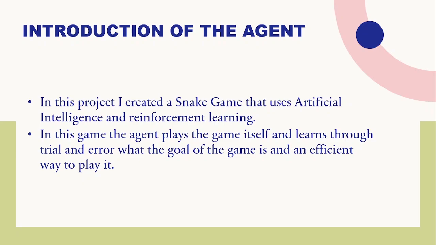So in this project, I created a snake game that uses artificial intelligence and reinforcement learning. In the game, the agent plays the game itself. There's no user input from any user, and it learns through trial and error. It learns what the goal of the game is and an efficient way to play it.